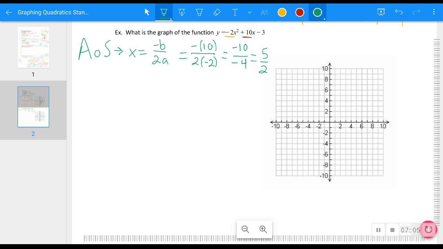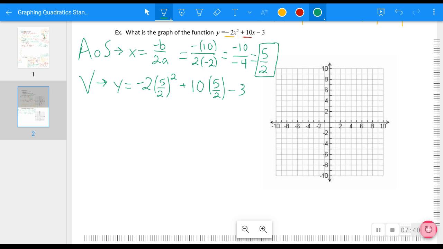Then we can find our vertex. So we're going to take our x value that we found, our 5 halves, and plug that back in. So we have y equals negative 2 times 5 halves squared plus 10 times 5 halves minus 3.